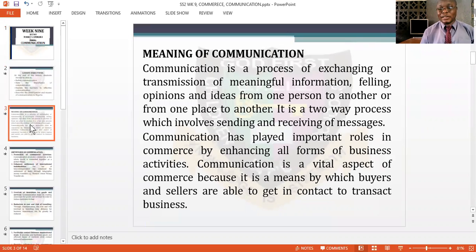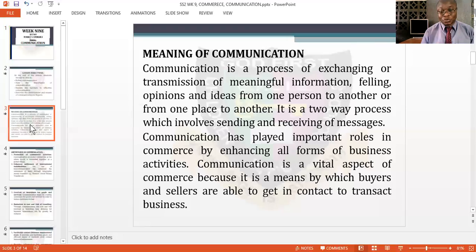Then let us look at the meaning of communication. Communication is a process of exchanging or transmission of meaningful information. You can transfer information from one place to another. You can also transfer feelings, opinions, and ideas from one person to another, or from one place to another. Communication is a two-way process which involves sending and receiving of messages, involving the senders and the receivers of messages.